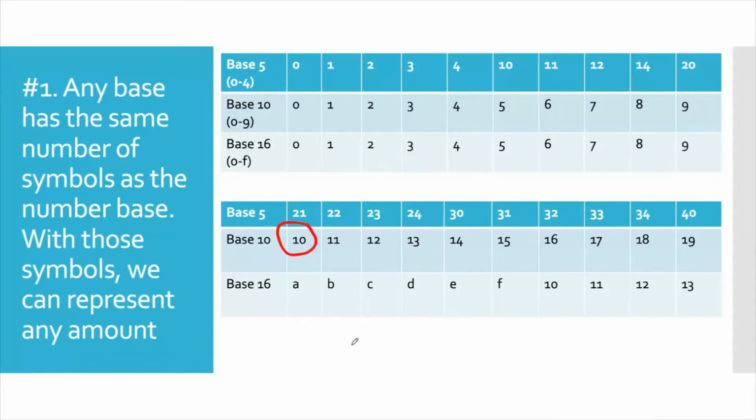So if we see a symbol that we may usually call the number 10, in every base the set of symbols 1 and 0 have a different value, and it's not always a value of 10. So just remember that numbers and symbols are different.